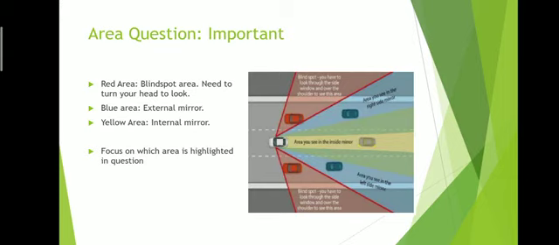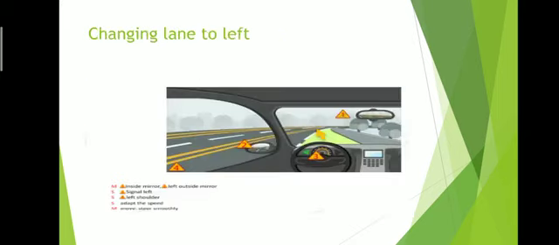Blue portion is your external mirror, red portion is the blind spot. See which area is highlighted. Sometimes they highlight only the right side of the area. For example, right blind spot area, then you have to turn right. And sometimes they say right external mirror area, the blue area. They will focus on only one area, and then you have to say you have to use the right external mirror. If it is the left side, you have to say the left external mirror. We focus on the area which is highlighted in the question.